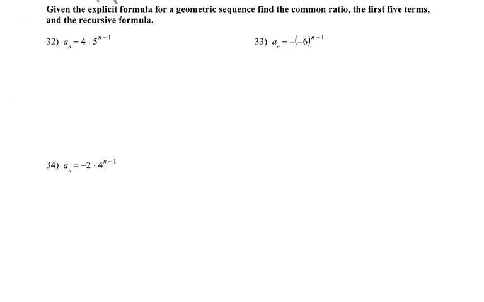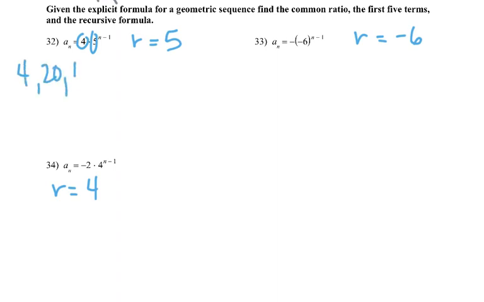Alright, now let's do an explicit formula. And notice these ones are all doing the n minus 1, so that tells me right off the bat that that's a sub 1. Okay, so my common ratio, number being raised to the power, so times 5, negative 6, and positive 4. And then starting with the first term, 4 times 5 is 20, times 5 is 100, times 5 is 500, times 5 is 2500.